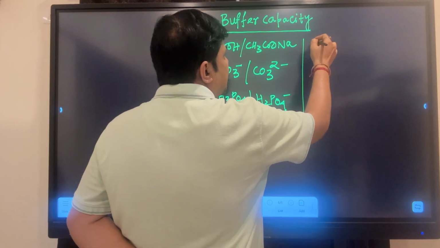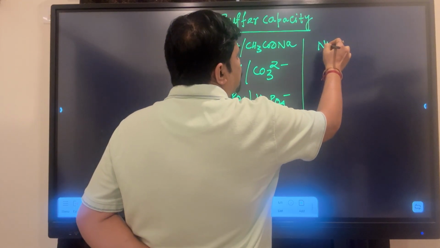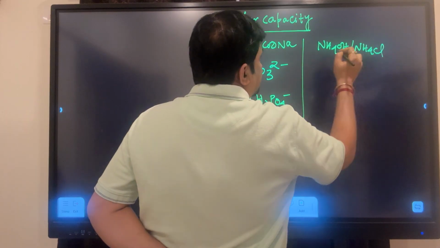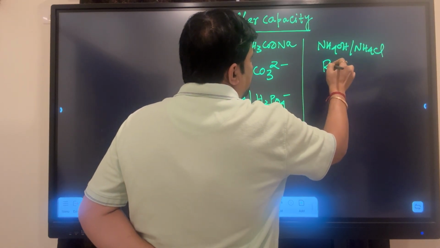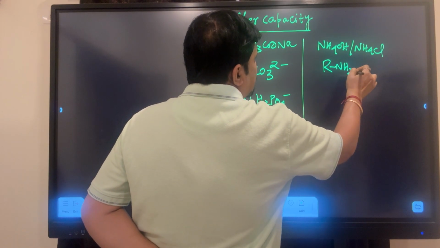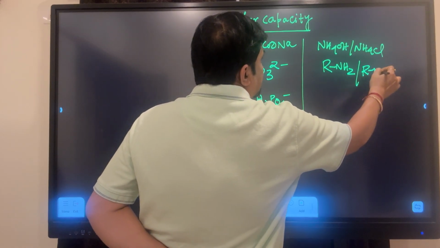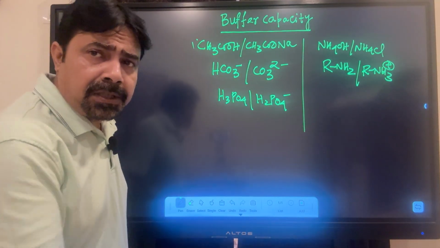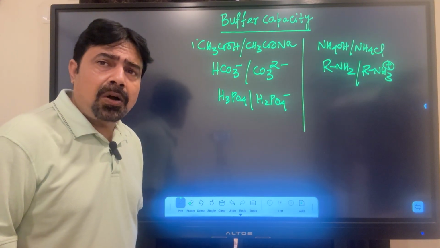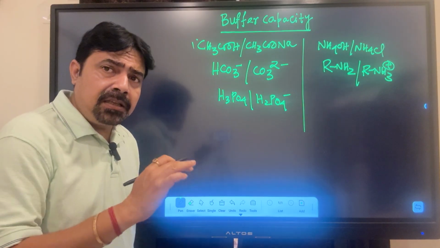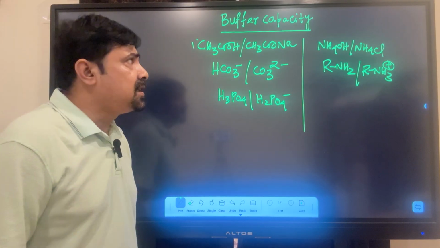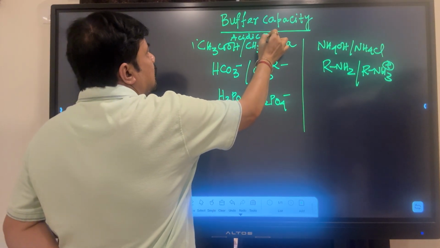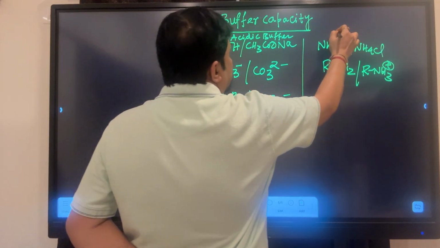The other type, for example NH4OH and NH4Cl, is a weak base and its conjugate acid, like a primary amine and its conjugate acid, used to form a buffer solution. Conjugate base means the species after losing a proton, and conjugate acid means the species after gaining a proton. This is an acidic buffer, and the other one is a basic buffer.